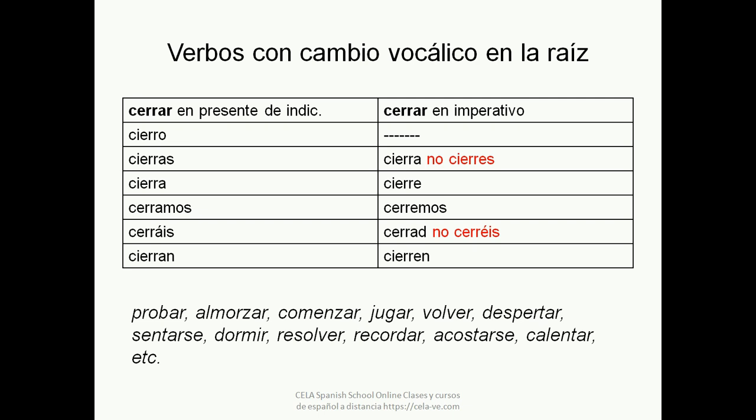As in the present, the verbal persons nosotros and vosotros do not change. Other verbs in this group: probar, to try, almorzar, to have lunch, comenzar, to begin, jugar, to play, volver, to come back, despertar, to wake up, sentarse, to sit down, dormir, to sleep, resolver, to solve, recordar, to remember, acostarse, to go to bed, calentar, to warm up.